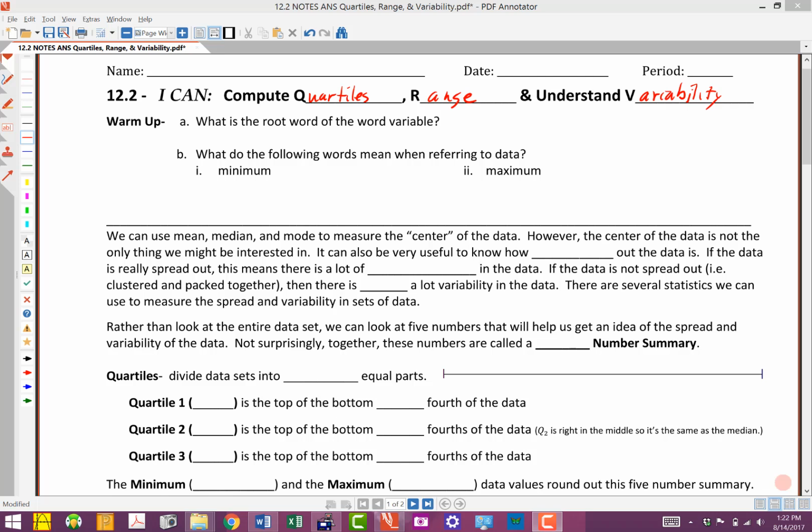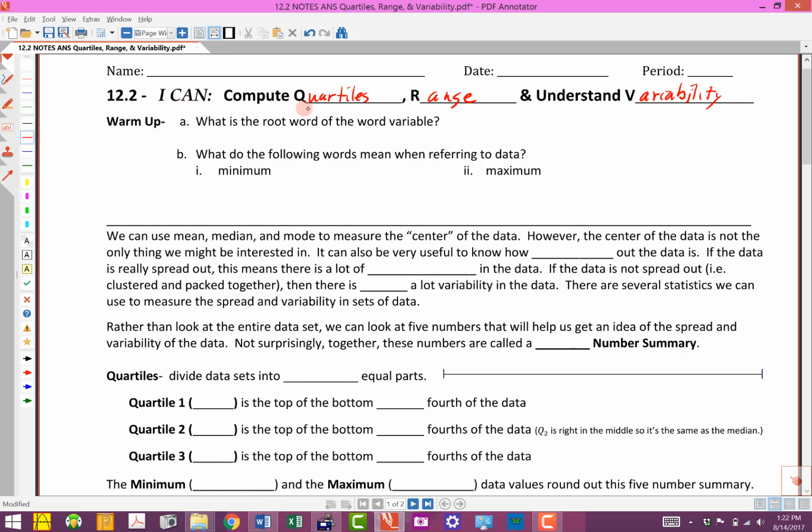Now that we're familiar with some of the basic statistics like mean, median, and mode, and a really simple display like a dot plot, in this section we're going to talk about some more interesting things and some more interesting measurements when we're talking about statistics. So this is section 12.2.